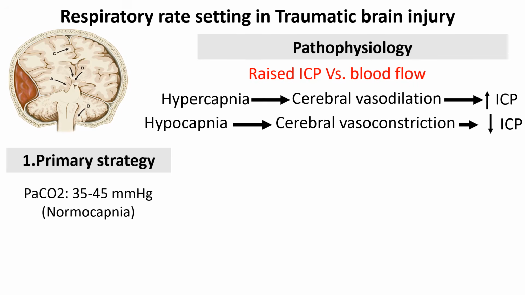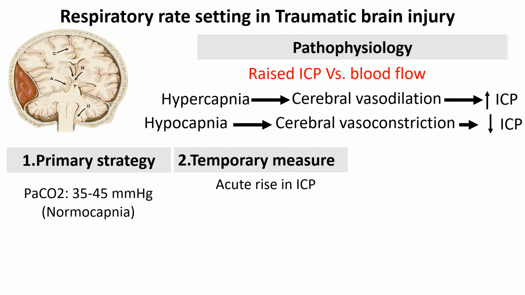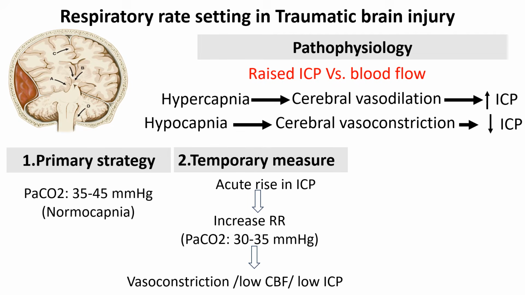In cases of rapidly rising intracranial pressure requiring immediate intervention, mild hyperventilation can lower carbon dioxide levels to 30 to 35 mm of mercury. This induces cerebral vasoconstriction, temporarily reducing cerebral blood volume and intracranial pressure. However, this strategy should be used only for short periods, as excessive vasoconstriction can compromise brain perfusion and increase the risk of ischemic injury.